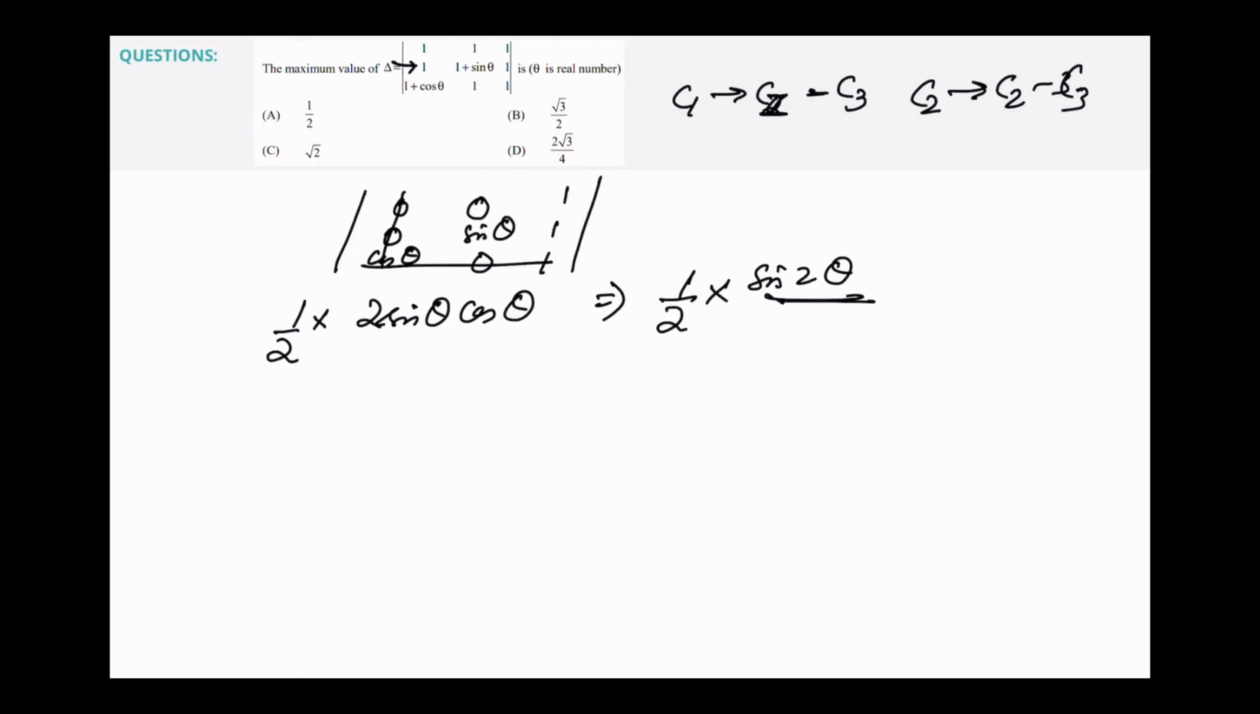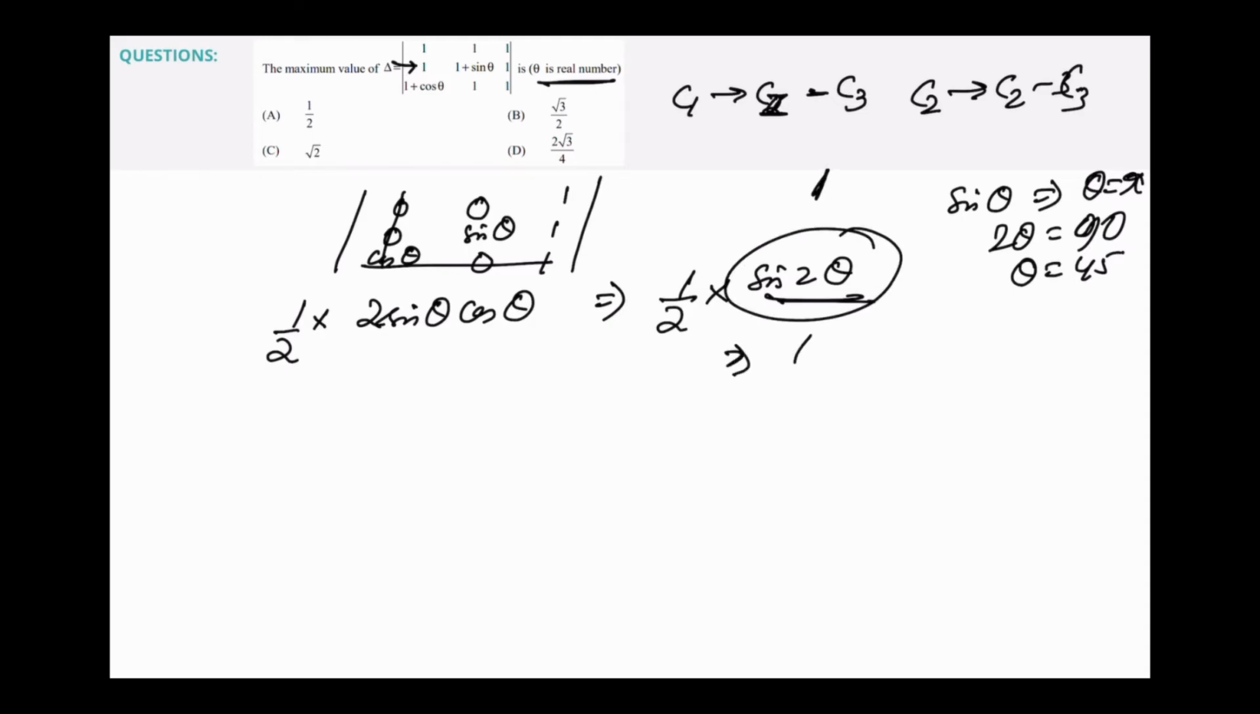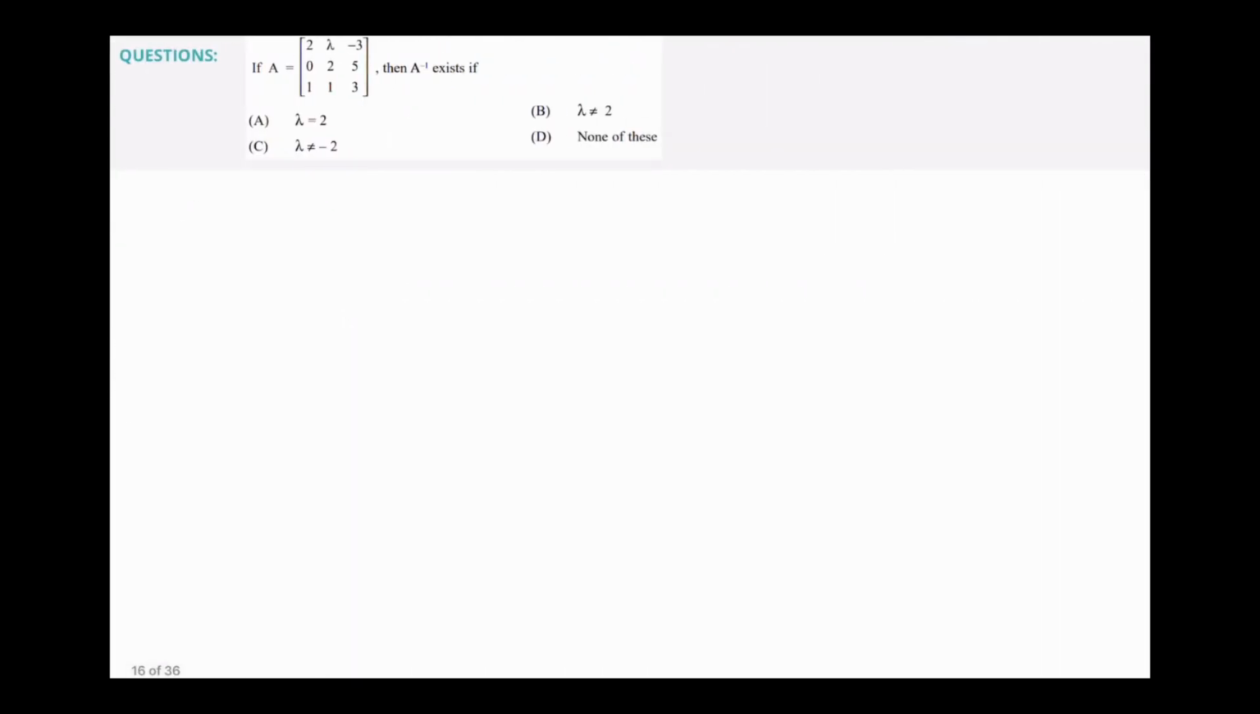Now you can say the maximum value of sin 2 theta is what? The maximum value of sin theta is 1. So the maximum value of sin 2 theta is also 1. And for what value? Sin theta we were getting maximum at theta equal to 90. So 2 theta equal to 90. So theta is equal to what? 45 degree. Correct. So we are getting the maximum value for which theta is a real number. So that is equal to what? Half, because this max value is 1. So we'll get the value as half. Correct. Done. Since they haven't asked what is the value of theta, if they would have asked, we could have said this answer also. Okay, we could have used this part also.